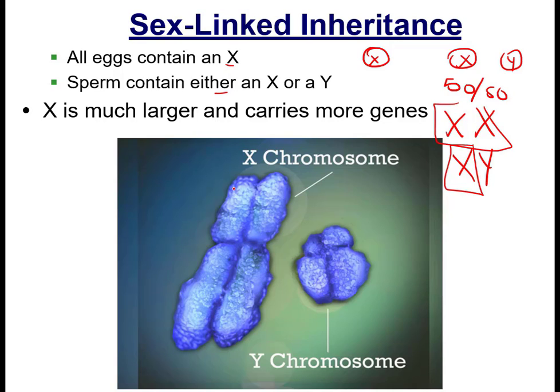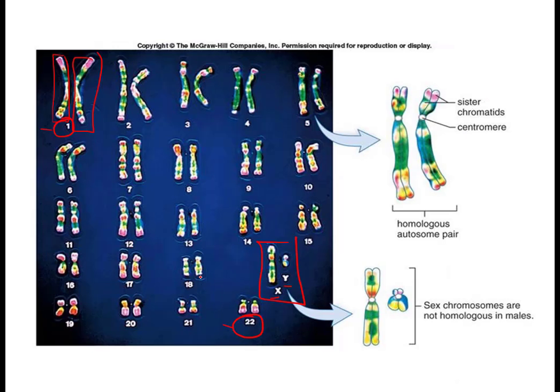The X is substantially larger than the Y. The Y chromosome is very small, and there's really not a lot going on in the Y chromosome. There's not very many genes on it. The X, though, is huge, and it has tons of genes. That's why whenever you see these karyotypes, the Y is always so small because it doesn't have a lot of things going on on it. The X is huge because there's so many genes on the X chromosome.